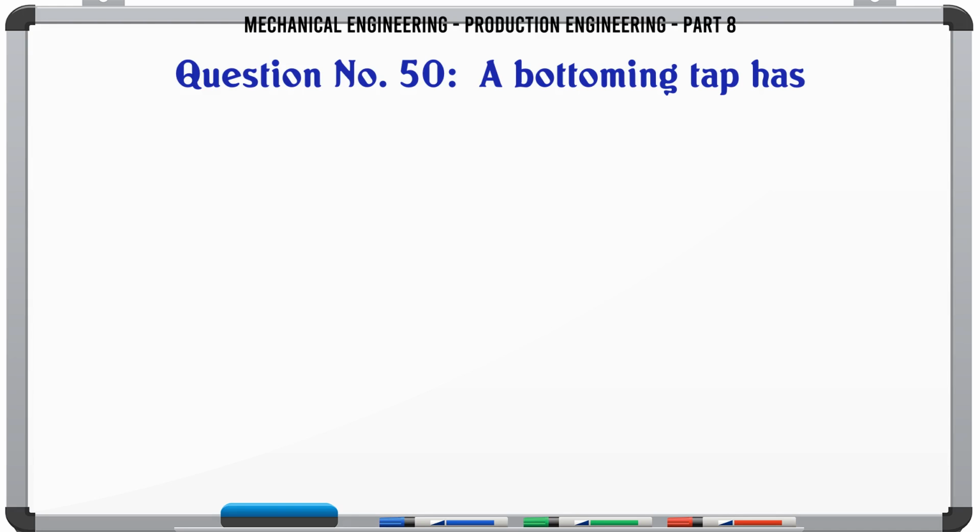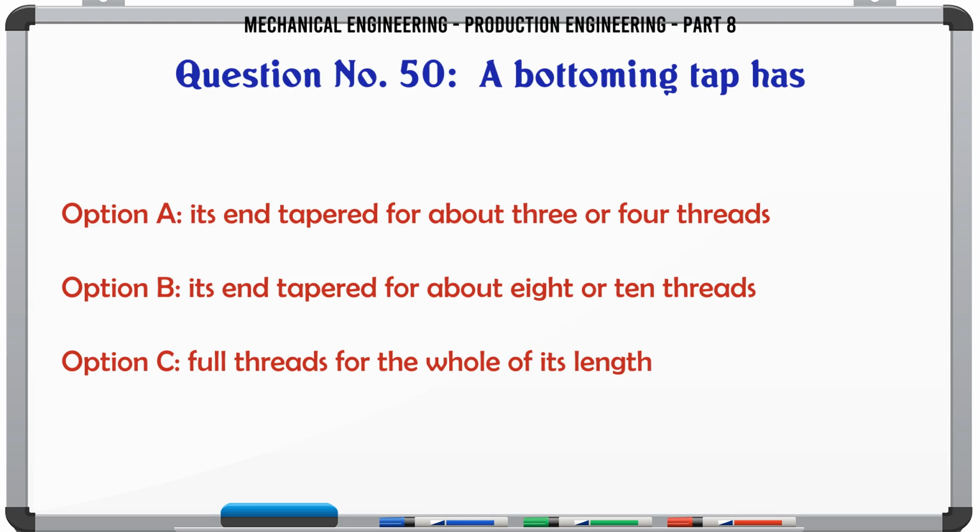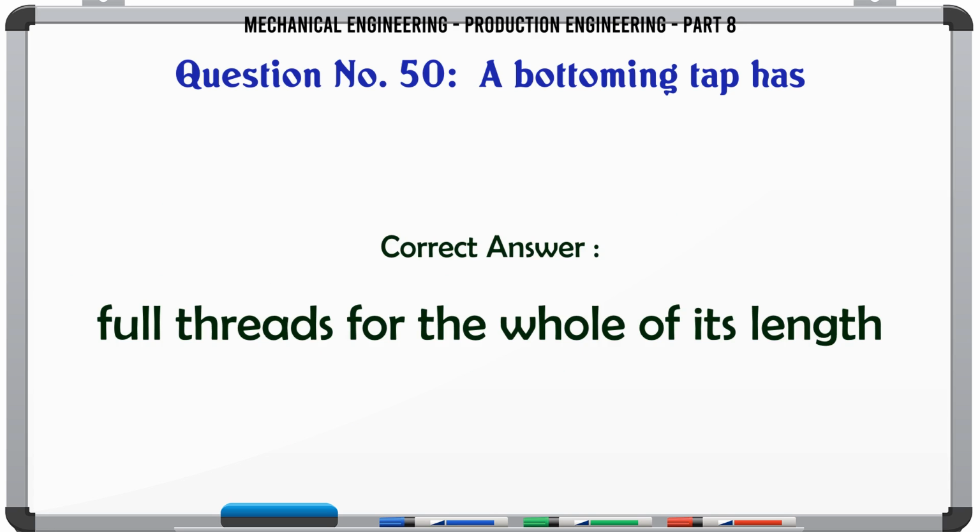A bottoming tap has A. Its end tapered for about 3 or 4 threads. B. Its end tapered for about 8 or 10 threads. C. Full threads for the whole of its length. D. None of the above. The correct answer is full threads for the whole of its length.